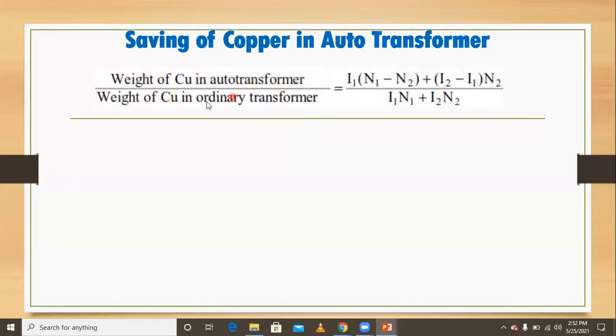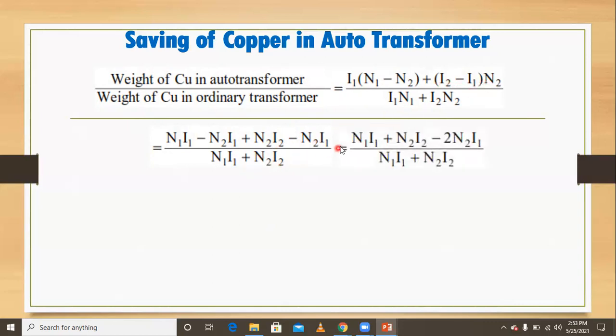So the weight of the copper in the auto transformer by the weight of the copper in the ordinary transformer is equal to I1 into N1 minus N2 plus I2 minus I1 into N2, divided by I1 N1 plus I2 N2. Then simplify: N1 I1 plus N2 I2 minus 2 times N2 I1. So it simplifies like this.